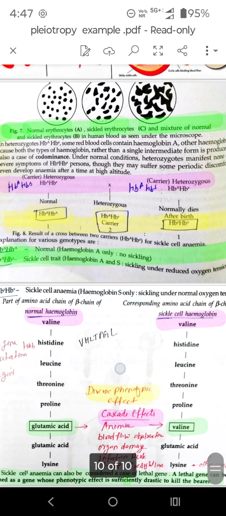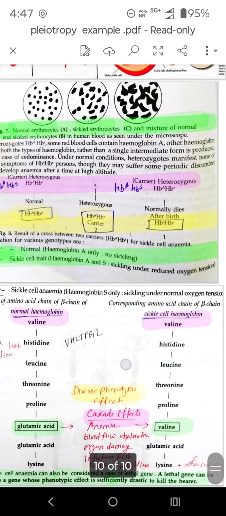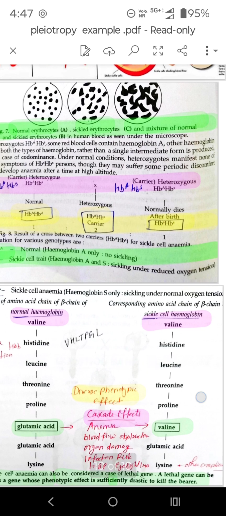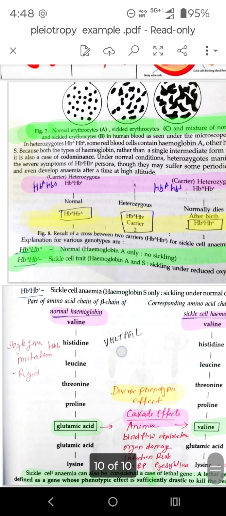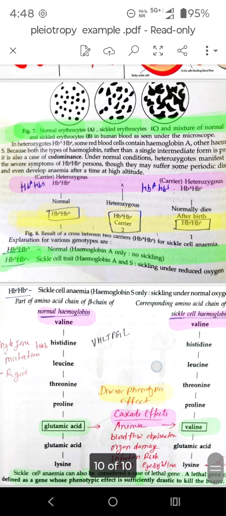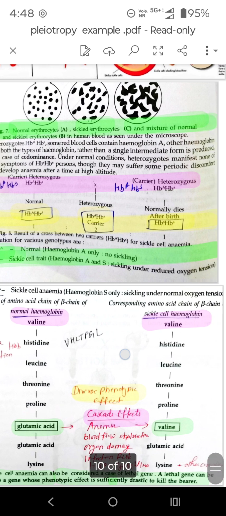But when this gene is changed, in sickle cell hemoglobin, valine will be followed by histidine, then leucine, then threonine, then proline, and lastly, instead of glutamic acid, it will change into valine. The glutamic acid is changed, and it has a cascade effect. This is very important, because a mutation in a single gene has a diverse phenotypic effect.